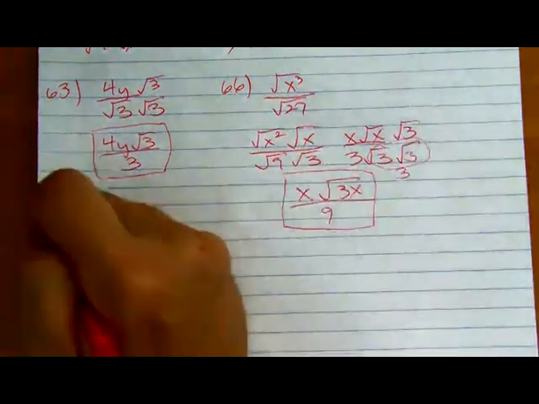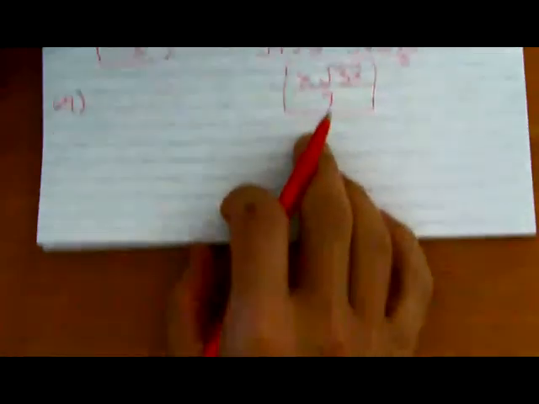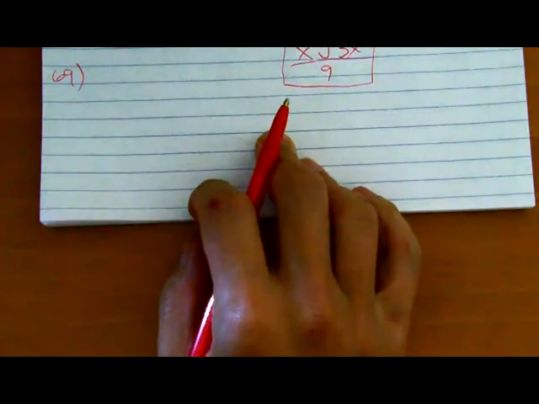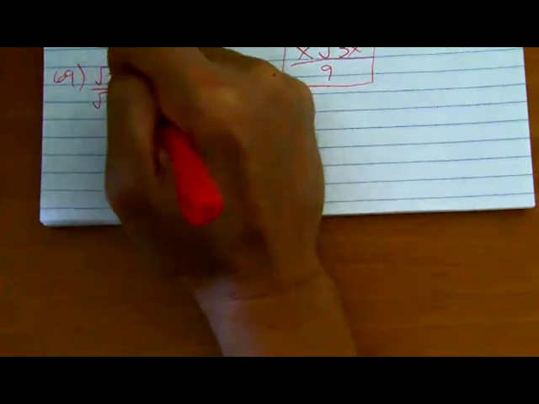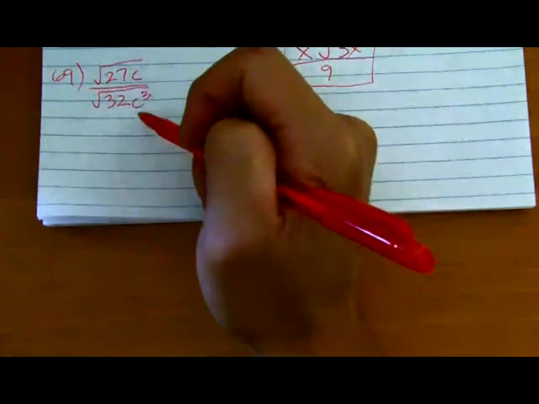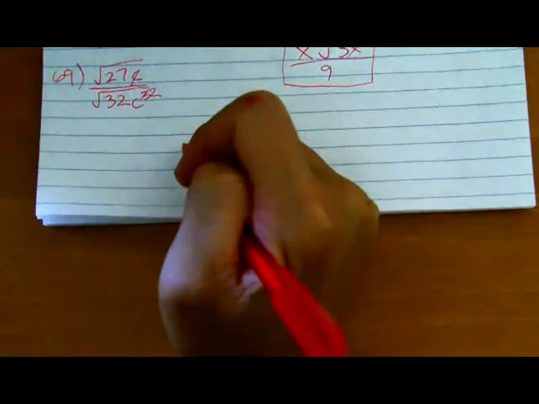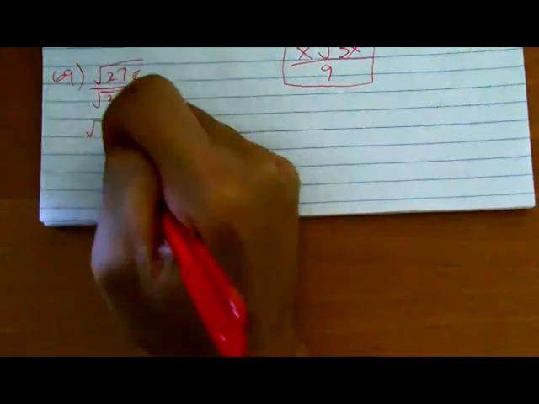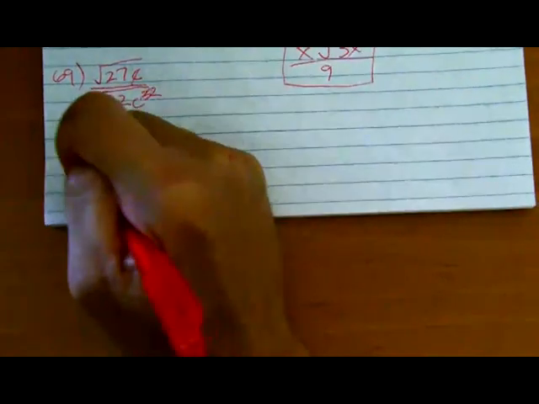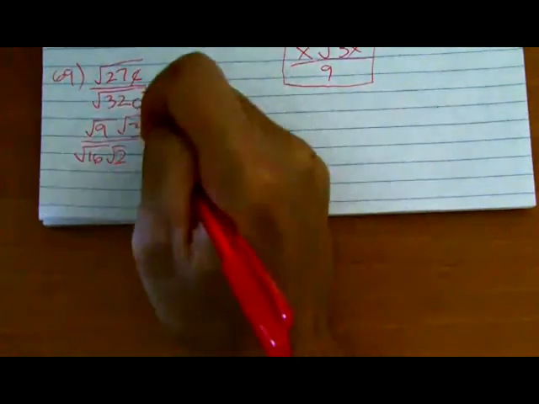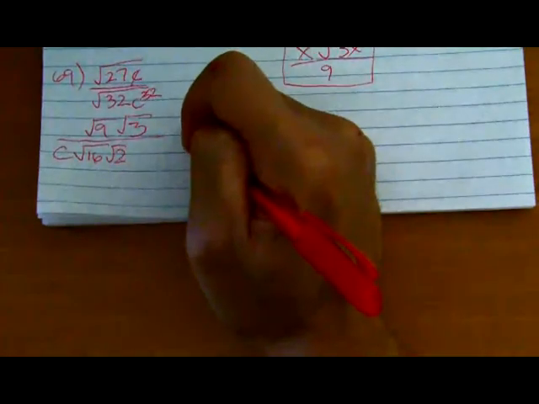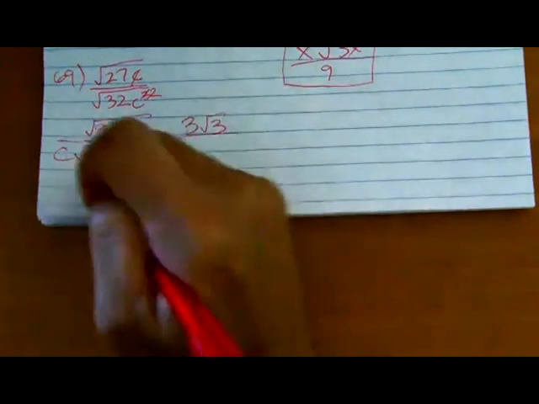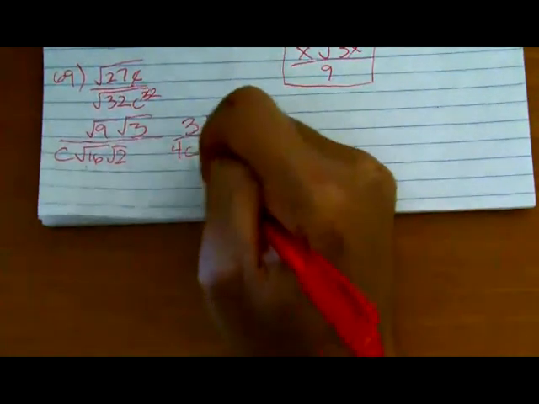Number 69 says radical 27c over radical 32c to the third. The c's cancel. They'll just give me c to the second. So let's see. 27 splits up into 9 and 3. 32 is 16 and 2. We can square root the c squared. That's just c. We can square root the 9. That'll give me 3 radical 3. I can square root the 16. 4c radical 2.